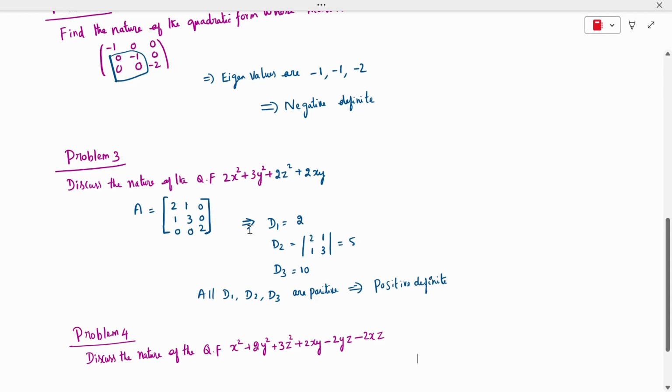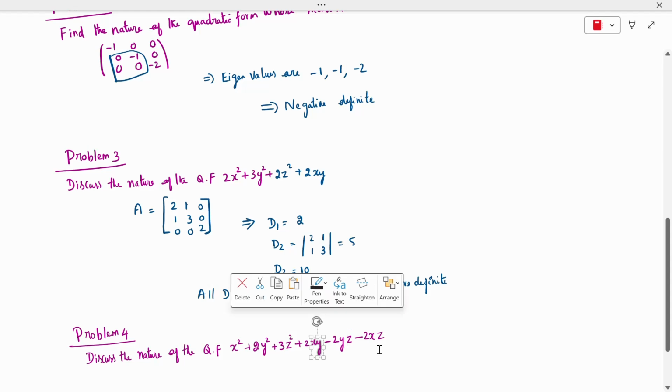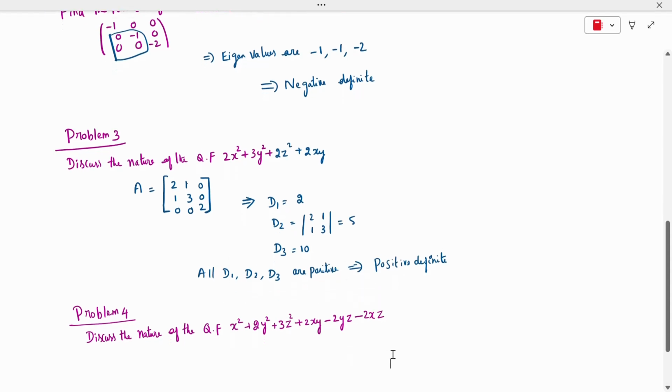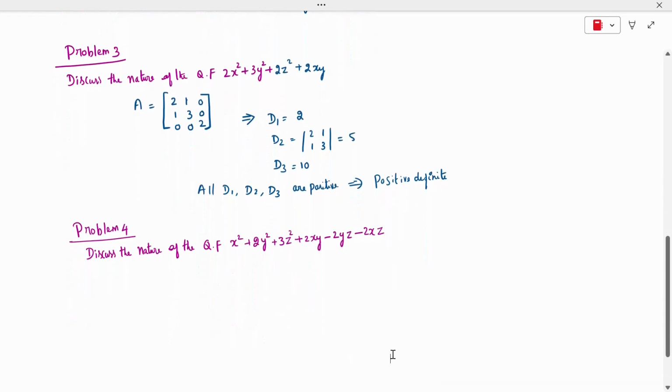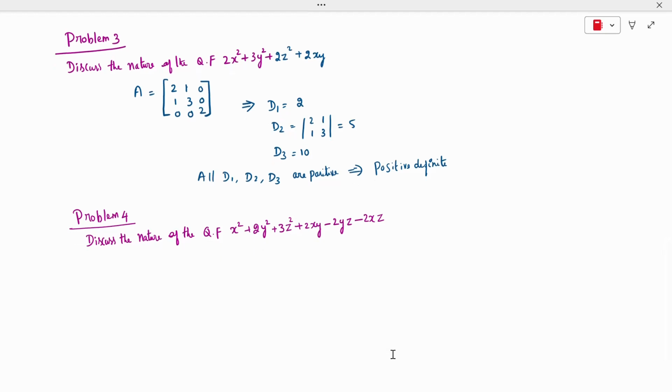Problem 4. Problem 4 is given, the same thing. Discuss the nature of the quadratic form. Quadratic form has been given. First I will write the given matrix. So diagonal elements 1, 2, 3. So xy is nothing but half of the element, 1. So y is half of the element, minus 1. X is half of the element, minus 1. So this is our A matrix.